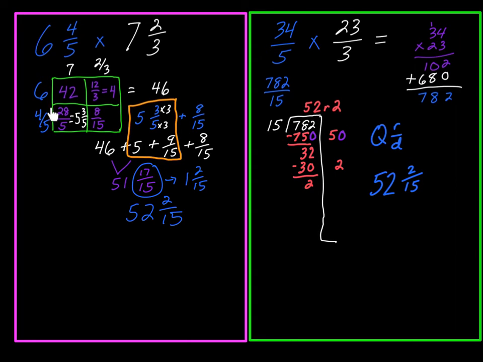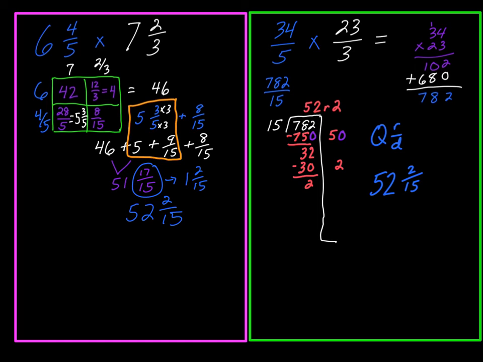So I set up my box here. You can see I kept my whole number and my fraction together. And then you just multiply out. So it's 6 times 7 is 42. 6 times 2/3 is 12/3, which gives us 4. 4/5 times 7 is 28/5. I did simplify that to 5 3/5 because I found that might help me out a little bit. And my last box here is 4/5 times 2/3, which is 8/15.